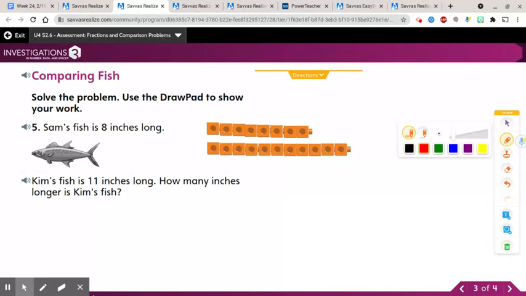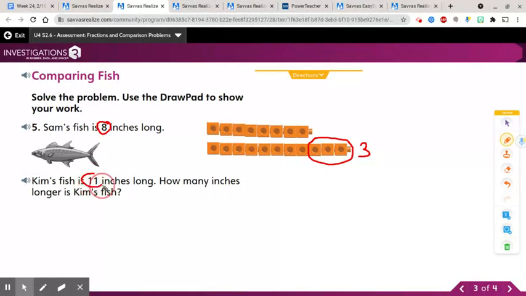And then I'm going to think about, how can I compare these two fish? How can I compare Sam's fish, which is 8 inches long, and Kim's, which is 11 inches? I want to know how much longer this is. Now, since they're all lined up, I can say, oh, look at this right here. These are the ones that make Kim's fish longer. So I can see very quickly that it's 3 inches longer. But I can also look at my numbers and use my numbers to compare and find the difference.